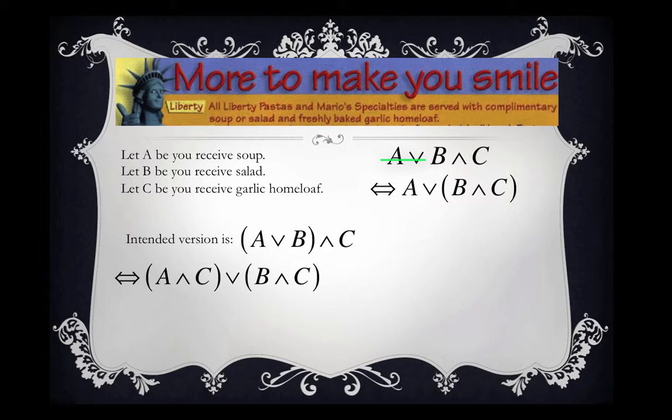So knowing what the distributive property looks like and how we've seen it before, we could rewrite this as (A and C) or (B and C). And now, turning it back into English, we could really say served with soup and bread or salad and bread.